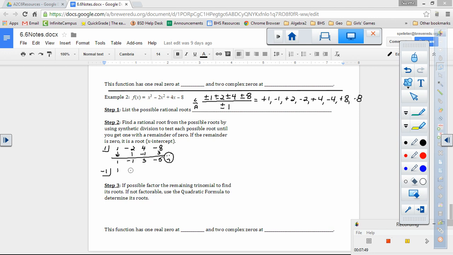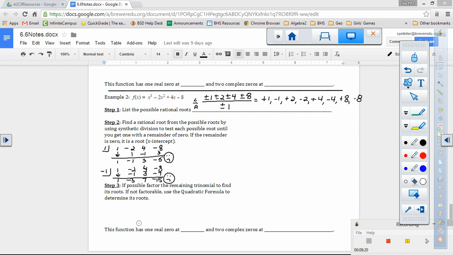So again, 1, negative 2, 4, negative 8. Drop down the 1. 1 times negative 1 is negative 1. Negative 2 plus negative 1 is negative 3. Negative 3 times negative 1 is positive 3. Add them together, we get 7. 7 times negative 1 is negative 7, and negative 7 and negative 8 is negative 15, not a root.